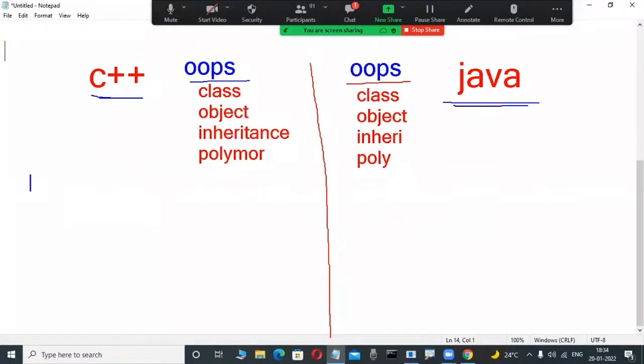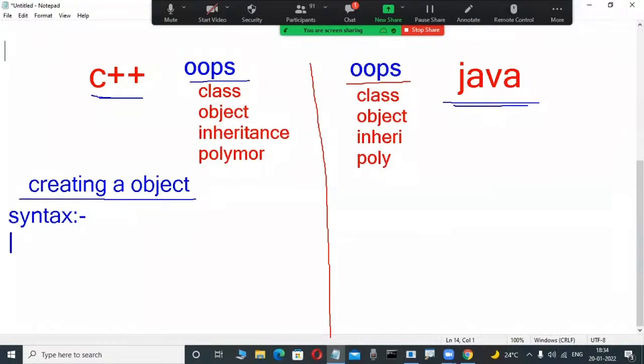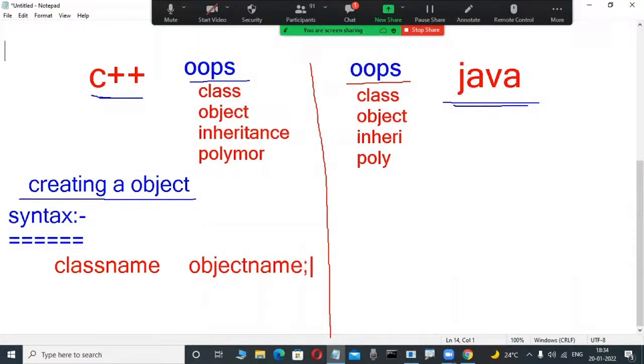Suppose in C++ I want to create an object from the class. What is the syntax? Do any technical persons have an idea? So many persons have an idea, I think. Creating an object from the class in C++, what is the syntax? Slowly observe, the difference is here. The syntax is class name, space, object name. This is the syntax to create an object from the class in C++.